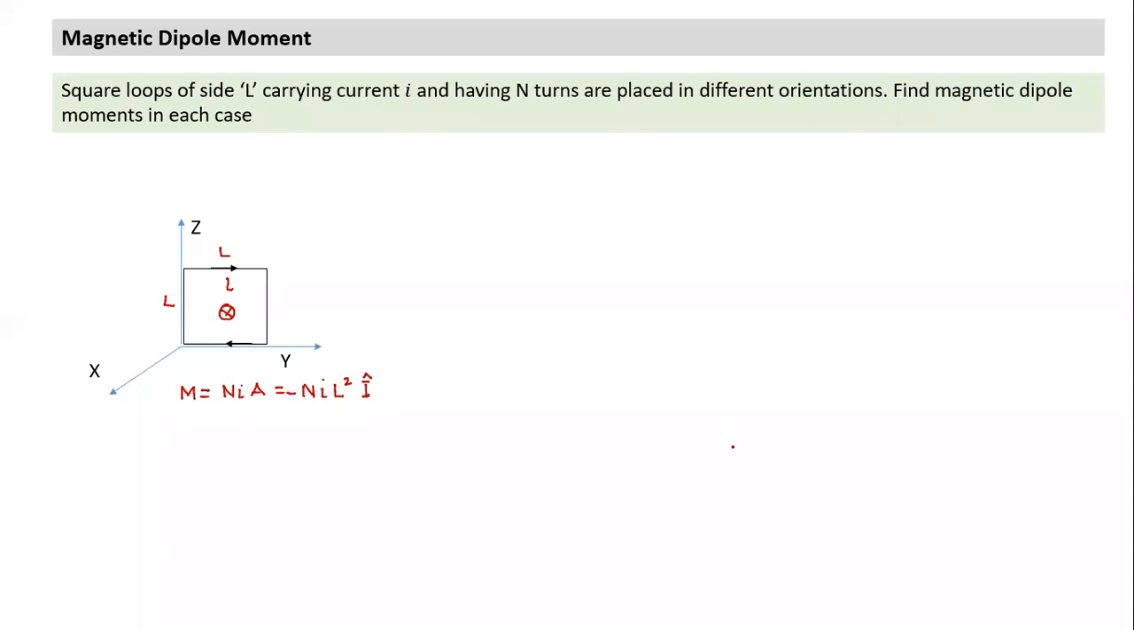In a similar way, can we do it for other shapes as well? Can we tell what the magnetic dipole moment is here? Same loop, so the magnitude will not change, only the direction will change. What is the direction of the magnetic dipole moment in this particular case? Khyati, can you tell me the direction of the magnetic dipole moment in this case? Khyati?